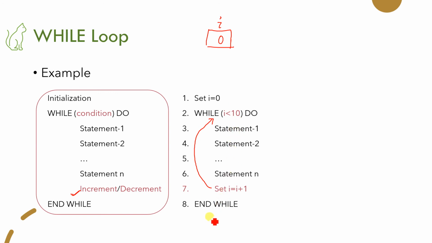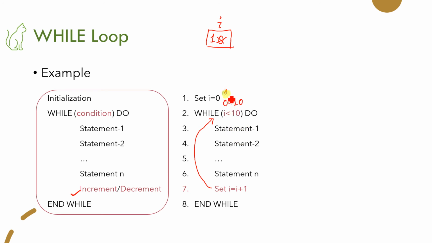The last step will obviously be our end while statement, so I'll write end while. Now let us check for some values how the while loop works. Let's say initially I equals 0. Now 0 is less than 10, so this condition becomes true. Then statement 1 through statement n gets executed. Then I will be incremented by 1, so the previous value of I, 0, is now replaced with 1.